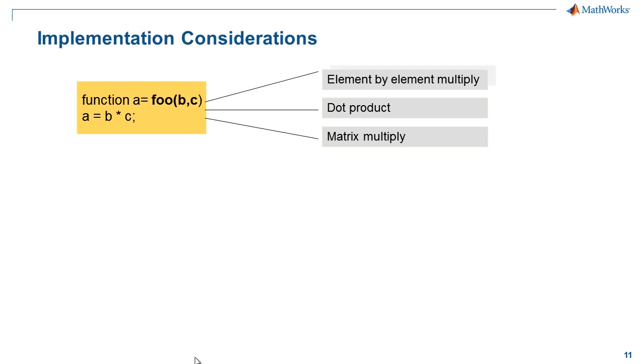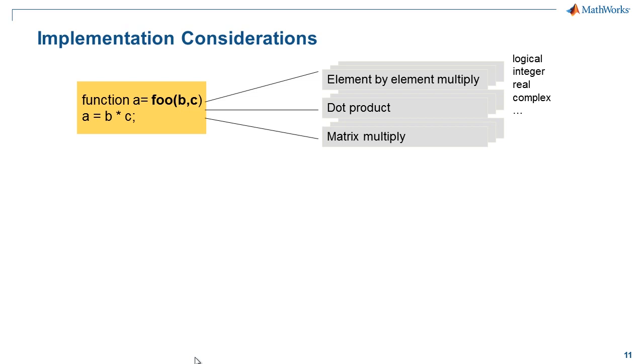Also, these inputs could be different data types, and it could be real or complex. So as you can see, MATLAB is a powerful algorithm development environment precisely because you don't have to worry about the various implementation details. However, when you write C code for this simple line of MATLAB code, you have to explicitly specify what this operation means.